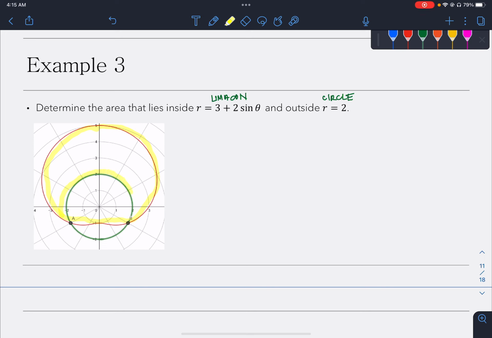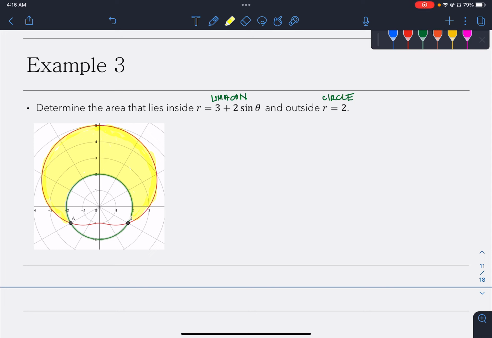So this is outside. Therefore, the area that we are concerned with is inside the limacon, but outside the circle. The area that we will be finding would be this yellow area. So this is the area inside the limacon and outside the circle. We are to find that.